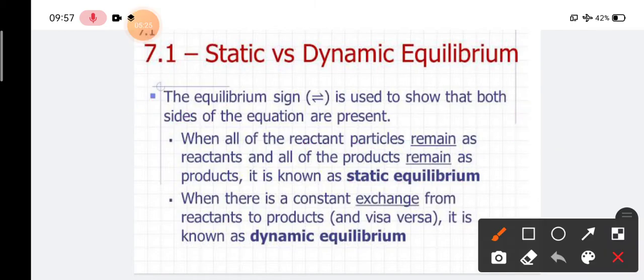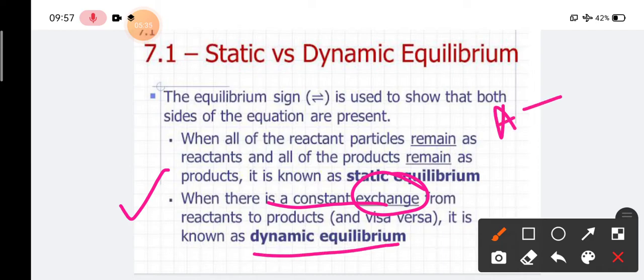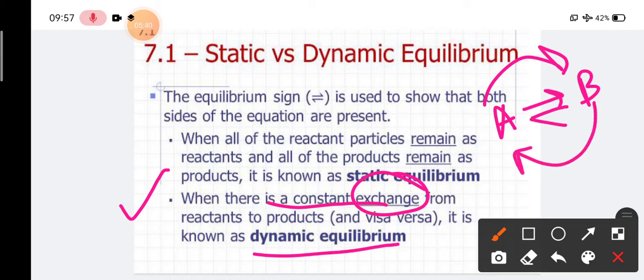And what is dynamic equilibrium? When there is a constant exchange, an interconversion of reactants and products constantly, it is called dynamic equilibrium. So when A to B and B to A is constantly happening, and the rate of change of A to B and B to A is the same, the concentration of A and B remains constant. That is why it is called dynamic equilibrium.